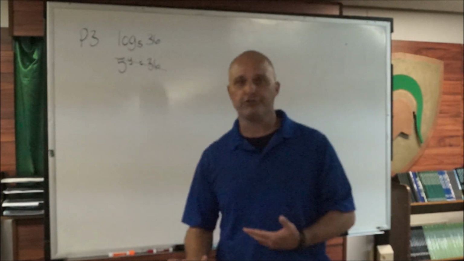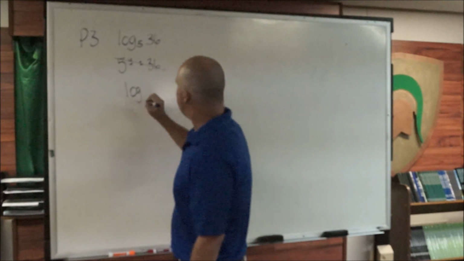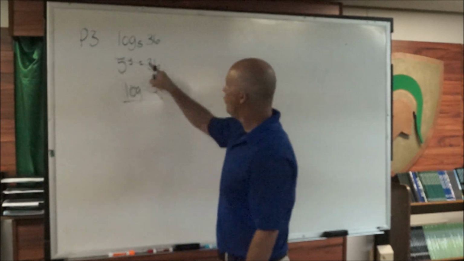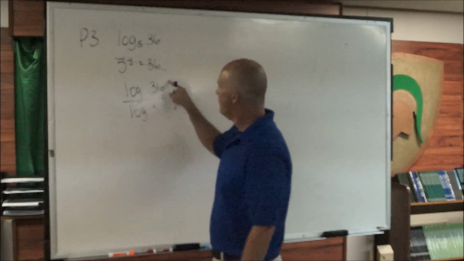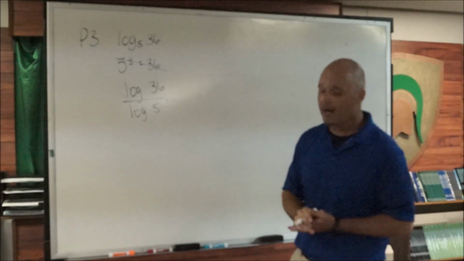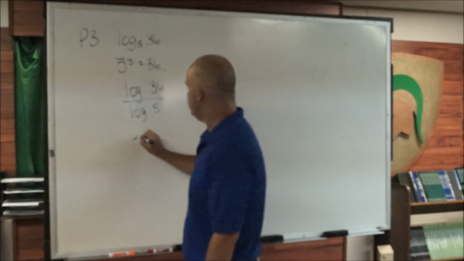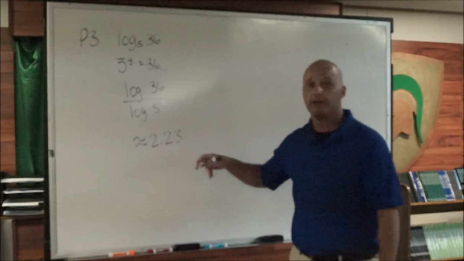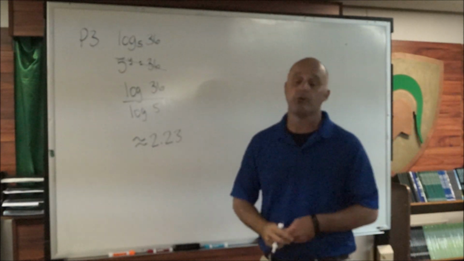This is where you're going to use your common log. So I'm going to do the log of m. So the log of m is 36 over the log of b, or the log of the base. So log of 5. So you get log 36 over log 5, and that is going to give you approximately 2.23. So again, this is one that you're going to have to run through the calculator to be able to get this. But it will work, and it will give you a solution to the problem.